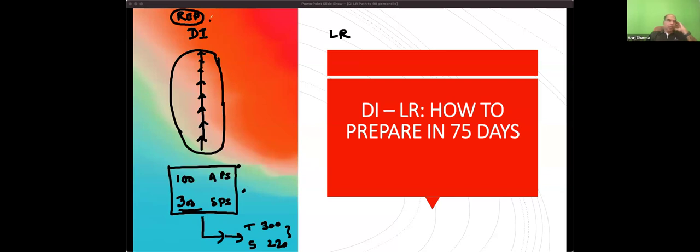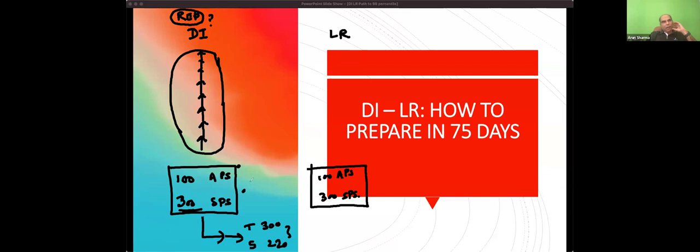Now, when it's repetitive in nature, what is repetitive in nature? I'll just come to that a little bit later. Now, parallelly, you build your LR skills through another 100 sets of assisted problem solving and another 300 sets of self problem solving.